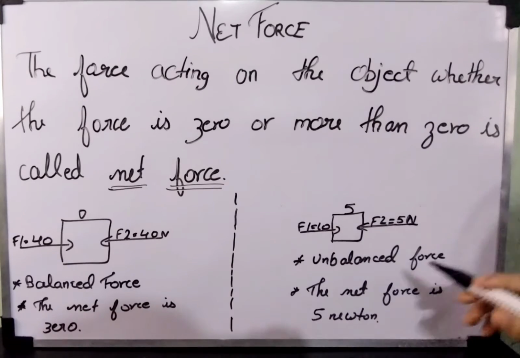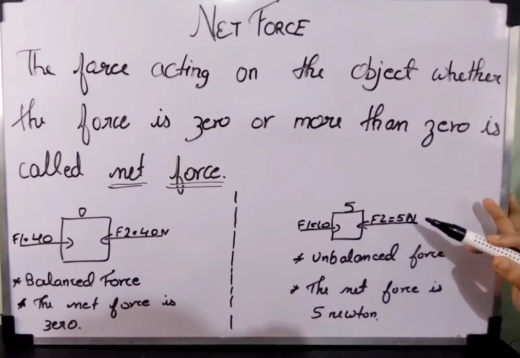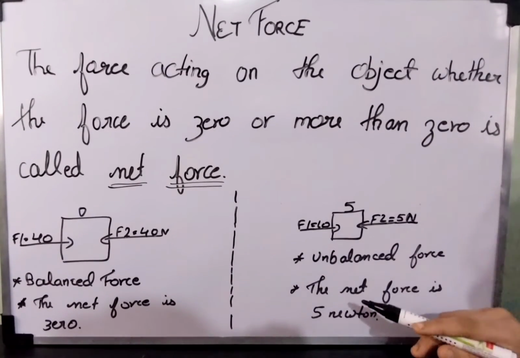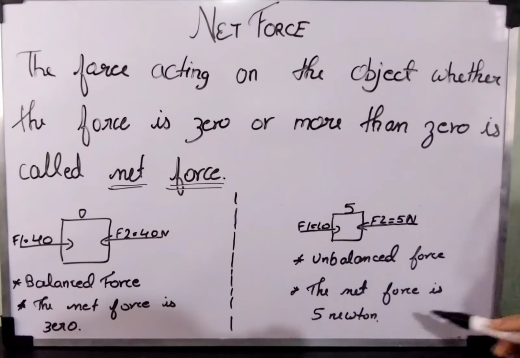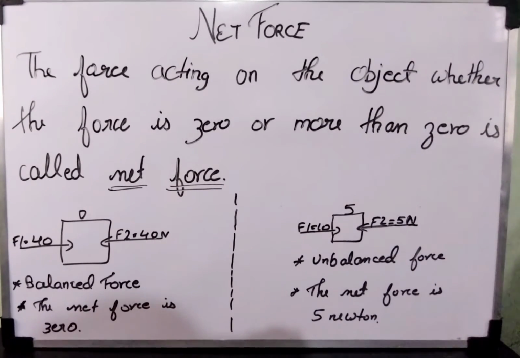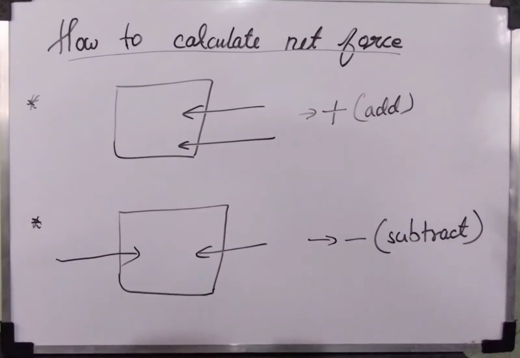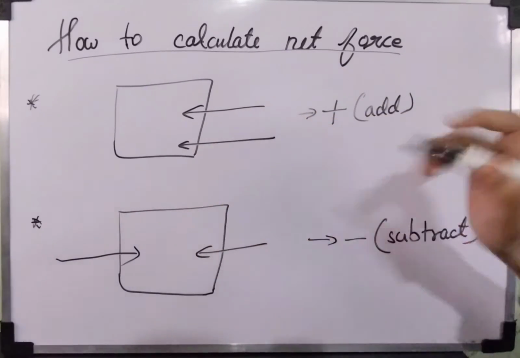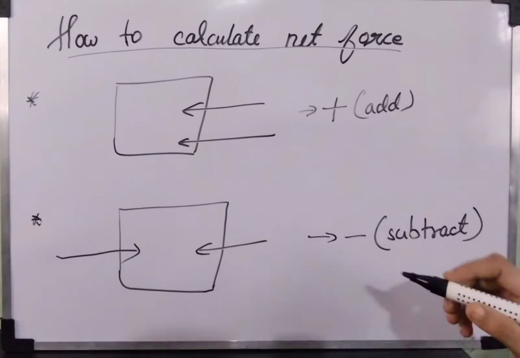Now here we can see this is the unbalanced force. F1 is applying a force of 40 Newton and F2 is applying a force of 5 Newton. When we subtract, we get 5. So the net force is 5 Newton. The net force can be more than 0 or 0. Before calculating net force, we have to see that if the forces are applied from the same direction, we have to add, and if the forces are applied from different directions, we have to subtract.